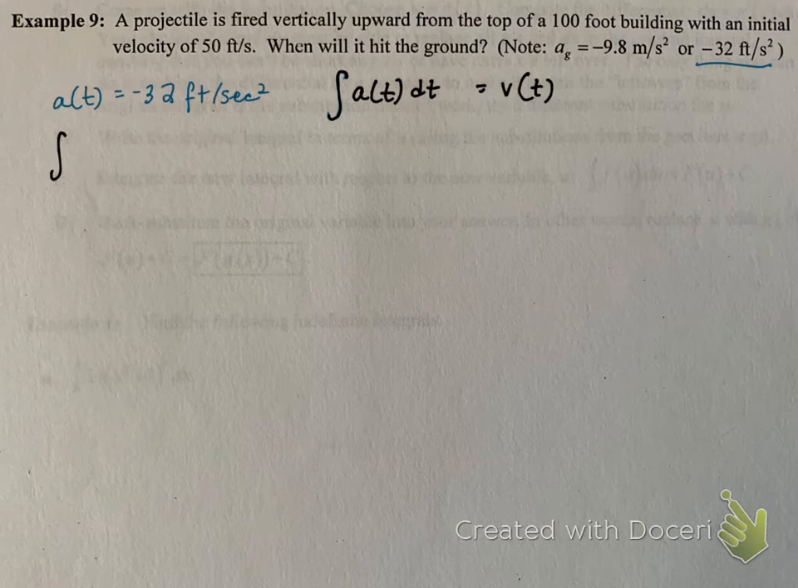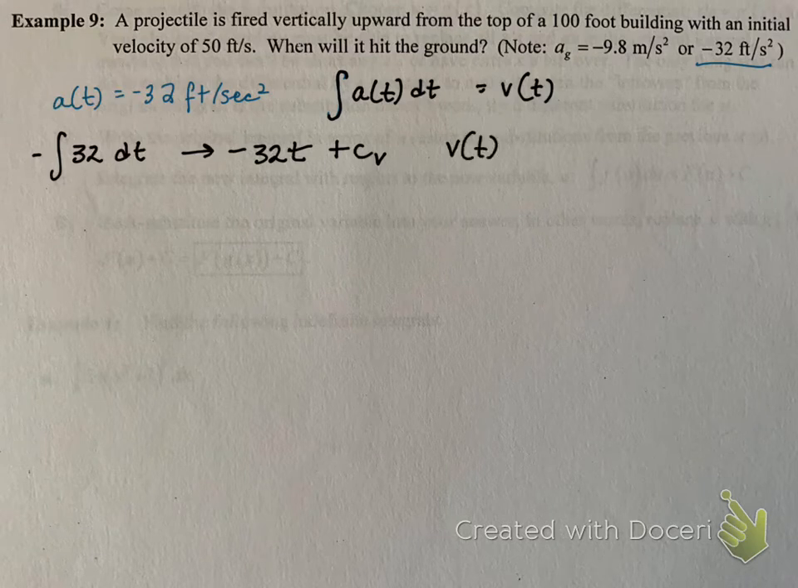Okay, so if I want to integrate negative 32, I'm going to use rule number 1. So basically, when I integrate that, I'm going to get negative 32, in this case, t, plus my constant in terms of velocity. Okay, so that's what my function is. So v at t equals negative 32t plus the constant of velocity.